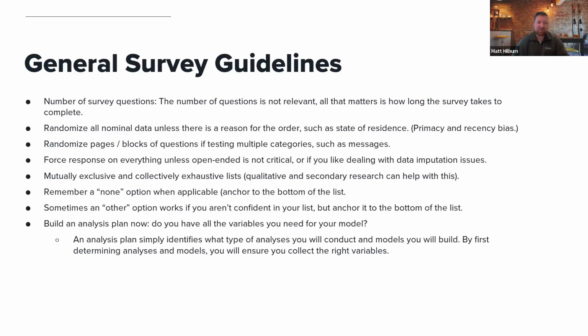The only reason you wouldn't randomize nominal data is if there's a good reason for the order. Like if you ask what state do you live in and you randomize 50 states, that's going to be a nightmare for people to find their state. So those should be in order so that people can find what they're looking for.